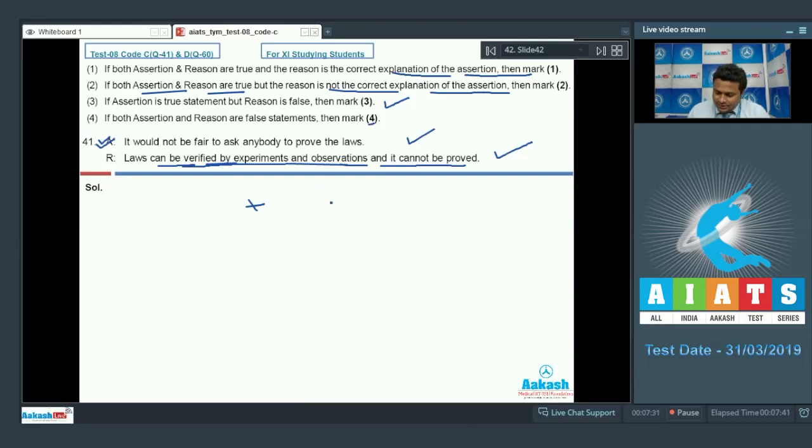We can write here, since laws can't be proved, therefore option number 1 is absolutely correct. Assertion true, reason true, and reason is correct explanation of assertion. Move on to the next question, that is question number 42.